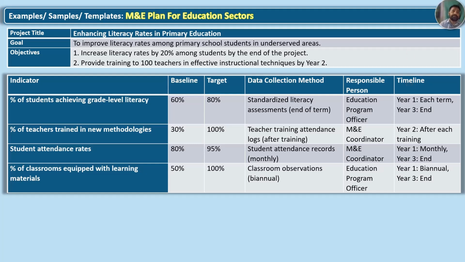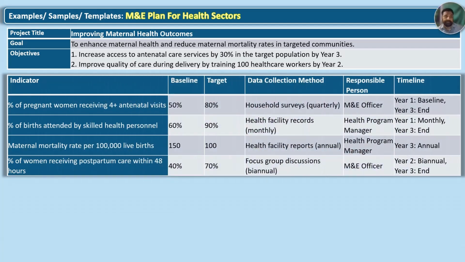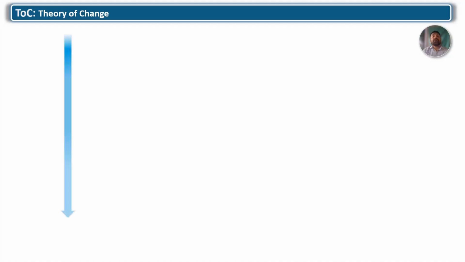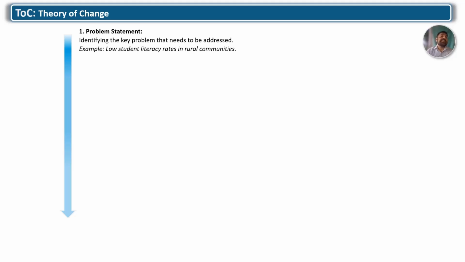Here is an example for health sector. Project goal, objectives, and then this is the M&E plan to track progress of these indicators. ToC is also among these models, but that is usually developed at the very initial stage. Logic models are usually based on problems, which is a key part of a ToC, theory of change. Here is an example of a theory of change.